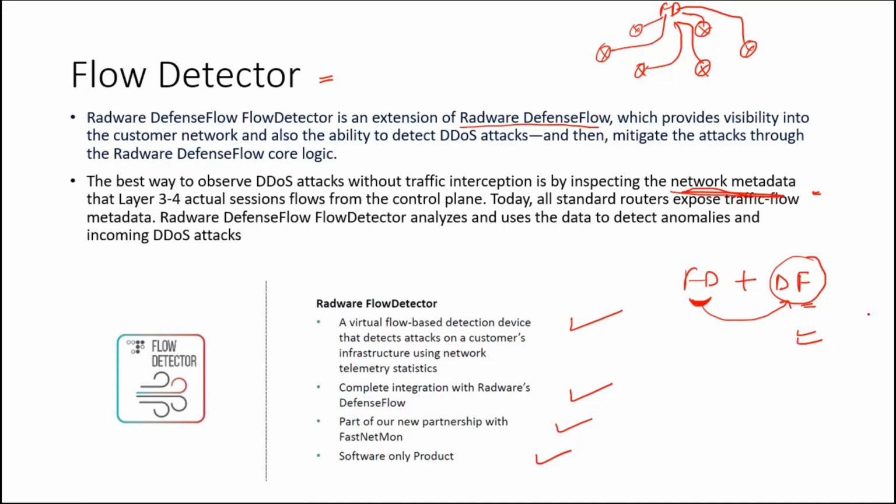So Radware also has a partnership with FastNetMon. FastNetMon is an open source DDoS monitoring tool, and it detects and mitigates DDoS attacks in real time. It is primarily used by network administrators and security professionals to protect networks and infrastructure from different types of DDoS attacks. So these are the main features of the flow detector.